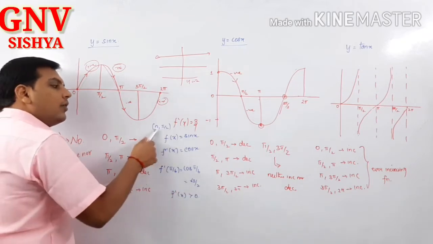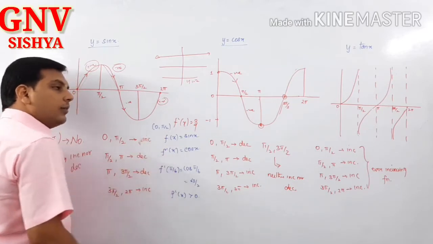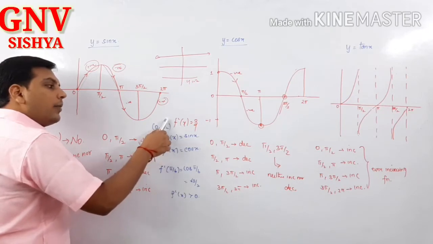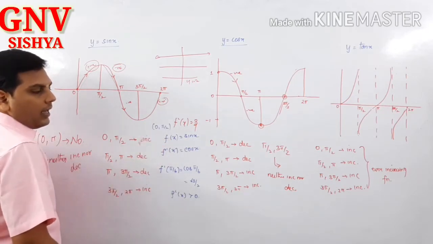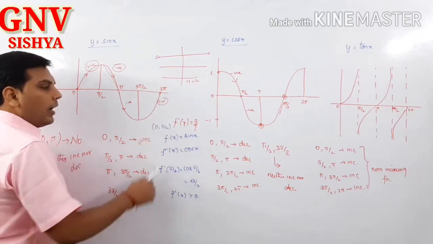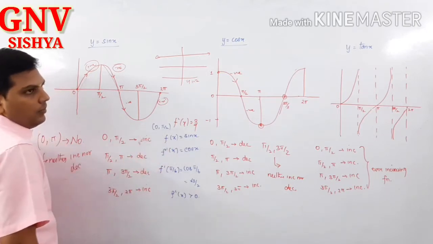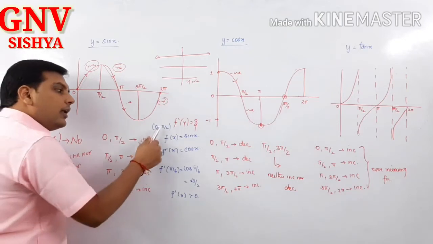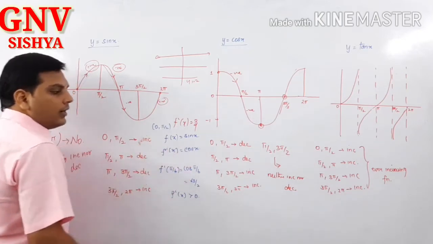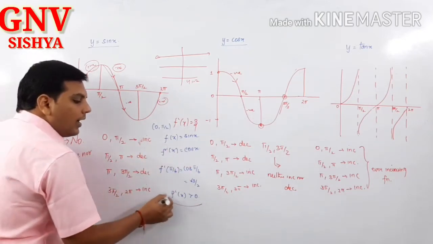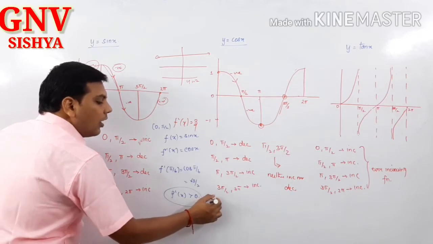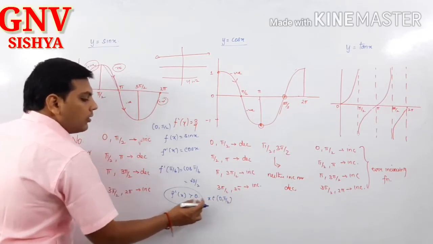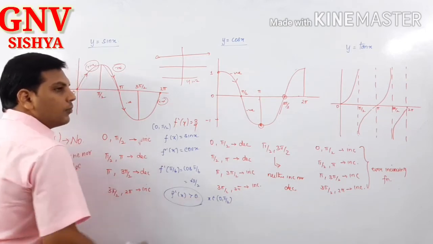For any value, if I substitute inside, will your f dash of x become negative, or will it become 0? I cannot substitute pi by 2 because I have set an open interval, correct? Even 0, I cannot substitute. I can substitute only the values present in between. So all these are first quadrant values, correct? If any first quadrant value is substituted in f dash of x, it always gives greater than 0 for all x belonging to 0 to pi by 2. Am I correct? Any value I substitute in f dash of x always gives a positive value.